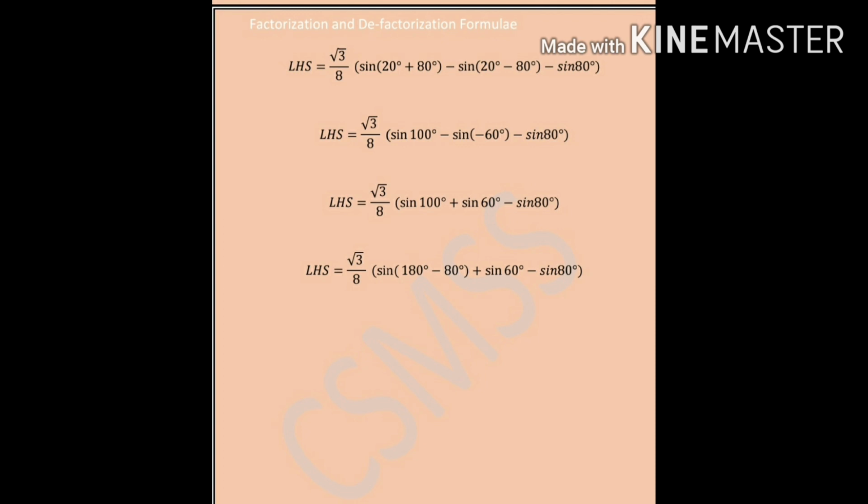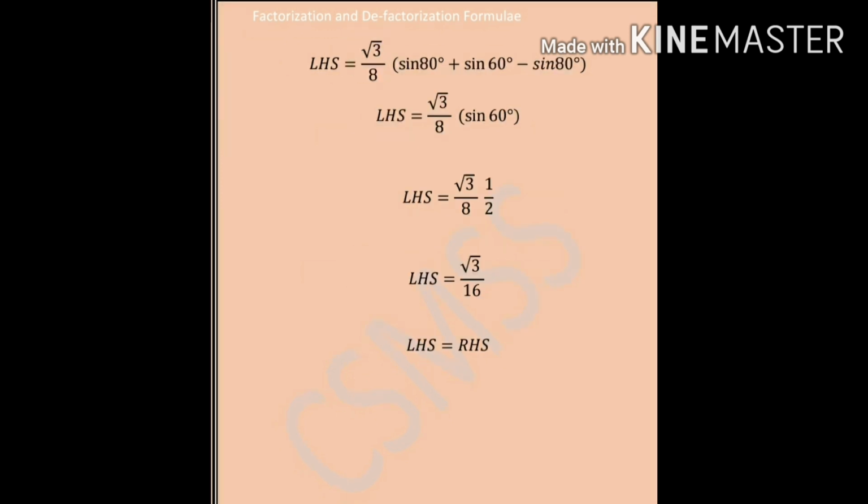Therefore LHS equal to root 3 by 8 into sin of 180 minus 80 replaced by 100 plus sin 60 degree minus sin of 80 degree. LHS equal to root 3 by 8 in bracket sin of 80 degree plus sin of 60 degree minus sin of 80 degree. LHS equal to root 3 by 8 into sin of 60 degree. Therefore LHS equal to root 3 by 8, and we know that value of sin 60 equal to 1 by 2.